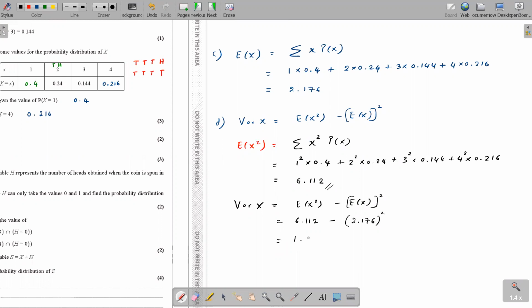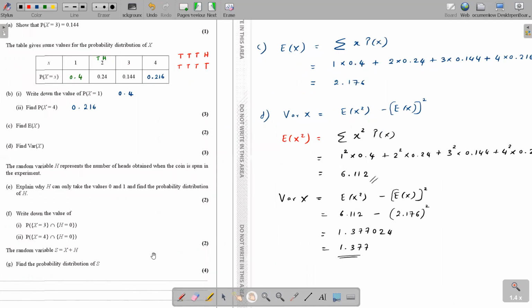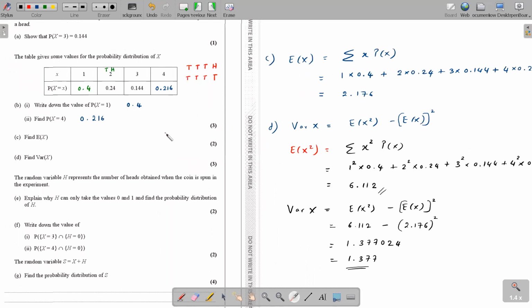Is it a fraction answer, first of all? No, you can't make it a fraction. 1.377024. That's the full answer. So then we can write 1.377. Okay, so I think those parts are easy. Understanding the game is really important here.